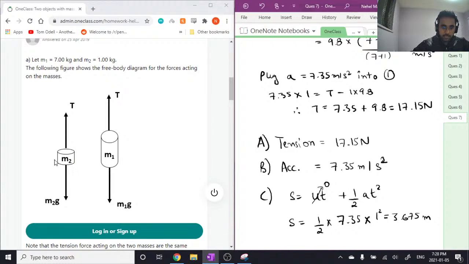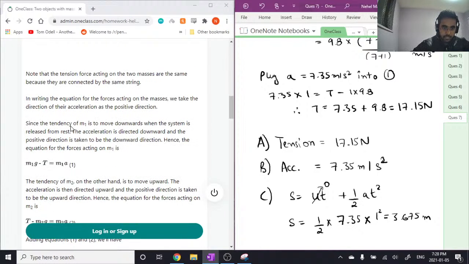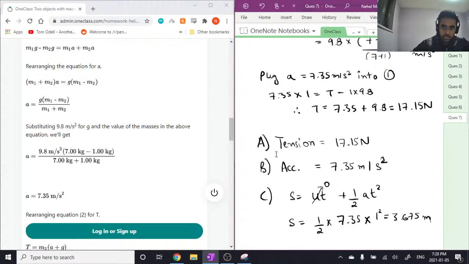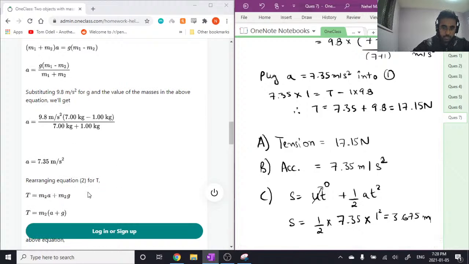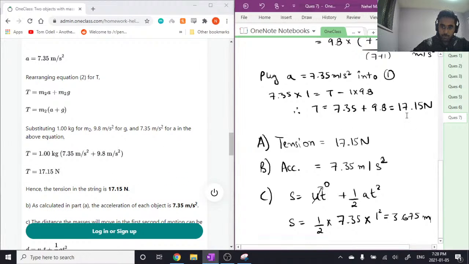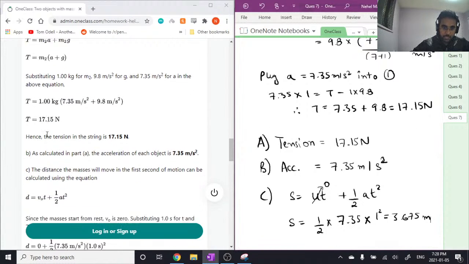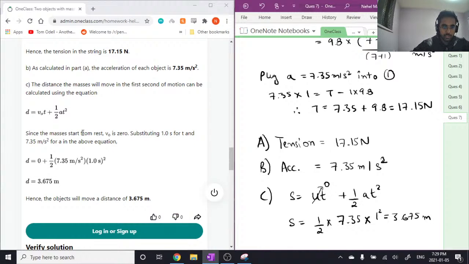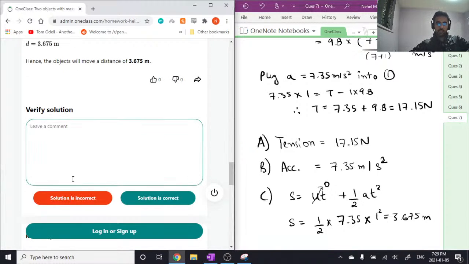Okay, let's check the answer. So that's a free-body diagram, which is perfect. We write the equations of motion and then we solve for a, which is correct. We get 7.35 meters per second squared. From that, we plug it back into one of the equations and we get the value for T, which is 17.15 newtons, which is correct. Part B was already answered. For the distance the mass will move in the first second of the motion, we used the equation of motion. Initial velocity is 0 and we get 3.675 meters. So perfect. So the solution is correct.